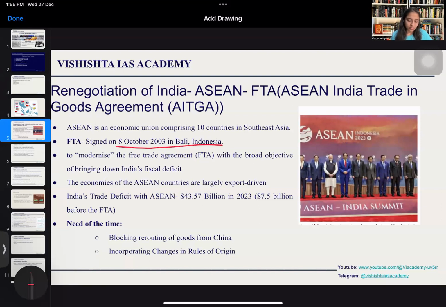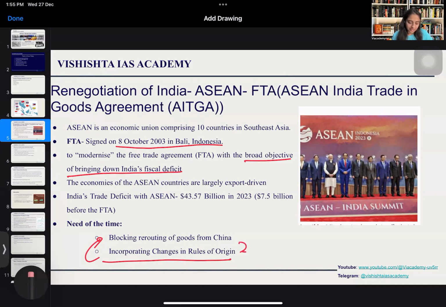That is why we are talking about modernizing the free trade agreement with the broad objective of bringing down India's trade deficit. How this will work is, we will incorporate the changes in the rules of origin which have happened over the years, and it will also help in blocking the goods which are being rerouted from China through this changed rules of origin.